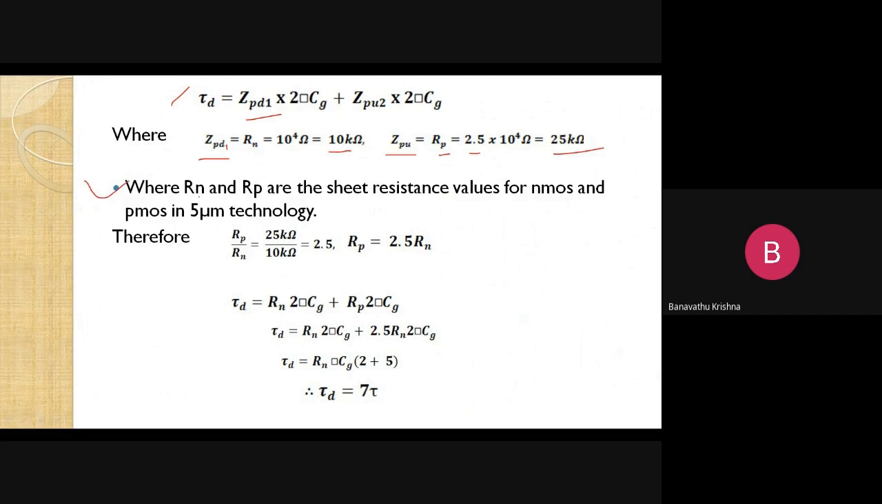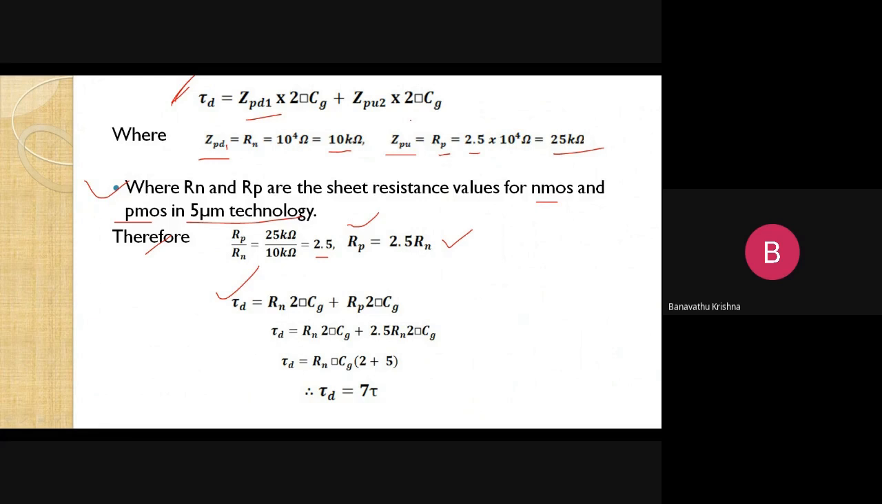So Rn and Rp are the sheet resistance values for NMOS and PMOS for 5 micrometer technology. Therefore, Rp by Rn equals 25 kilo ohms by 10 kilo ohms, that is 2.5. Therefore, Rp equals 2.5 into Rn. Okay, we know that the total delay tau d equals Z pull down 1 into 2 square Cg plus Z pull up 2 into 2 square Cg.